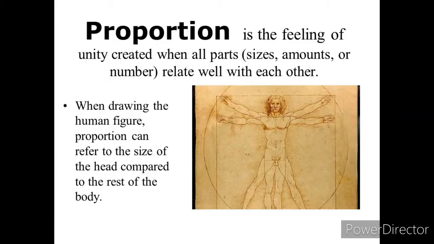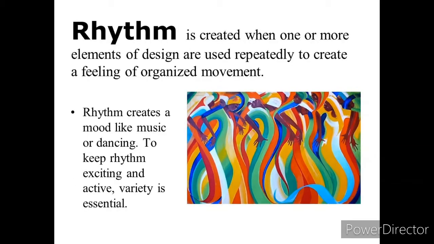Proportion is the feeling of unity created when all parts, sizes, amounts, or numbers relate well with each other. When drawing the human figure, proportion can refer to the size of the head compared to the rest of the body. Rhythm is created when one or more elements of design are used repeatedly to create a feeling of organized movement. Rhythm creates a mood like music or dancing, keeping it exciting and active.